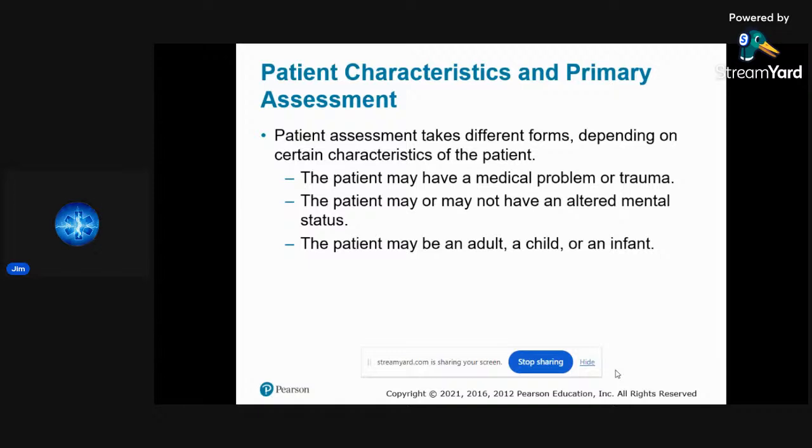Patient characteristics and primary assessment. The assessment takes different forms depending on certain characteristics. The patient may have a medical problem or trauma, right? The patient may or may not have altered mental status. The patient may be an adult, child, or infant. These are all different characteristics, and they differ in how we do our assessment.